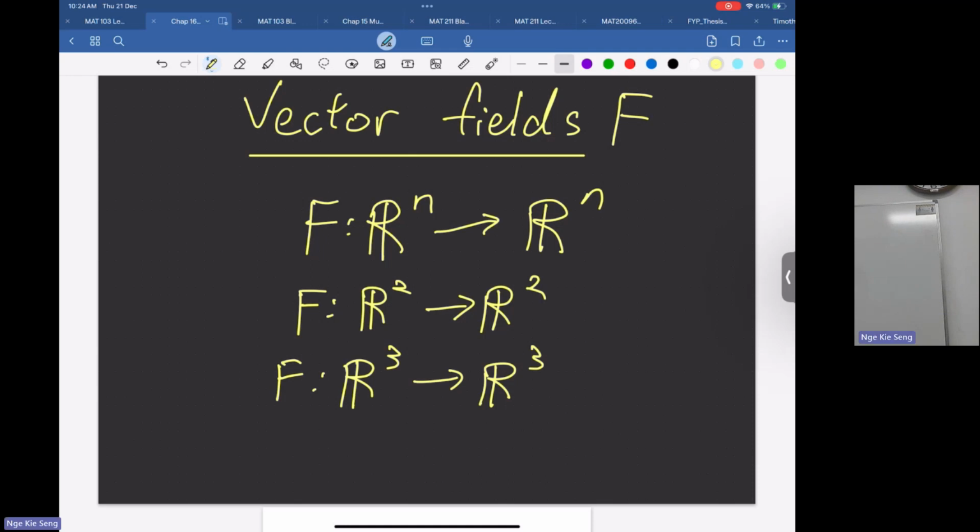You should think that, for example, in Rn, here R3, I give you a point in R3. You should imagine there's another vector in R3 pointing out, f of this point. I give you another vector. So why do we need this? This is pretty much like an attraction or repulsion force.